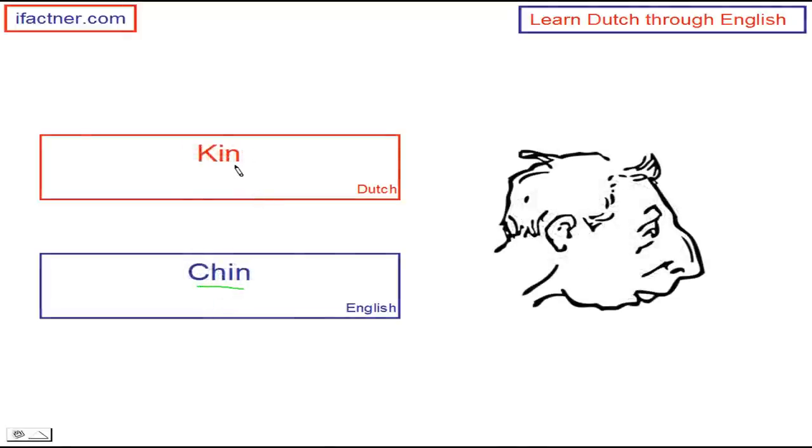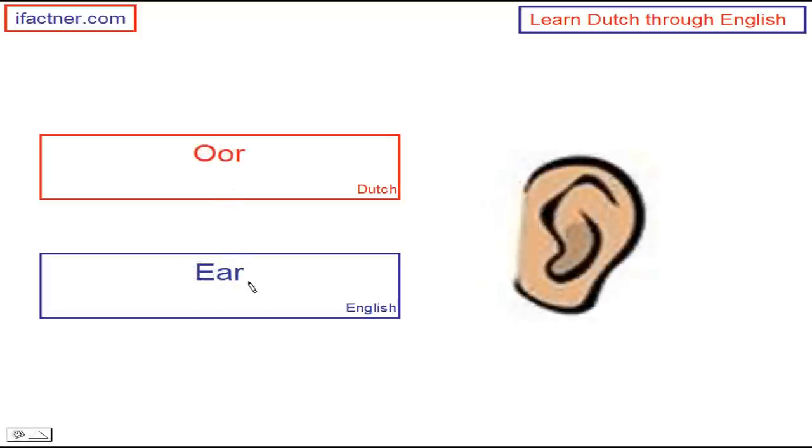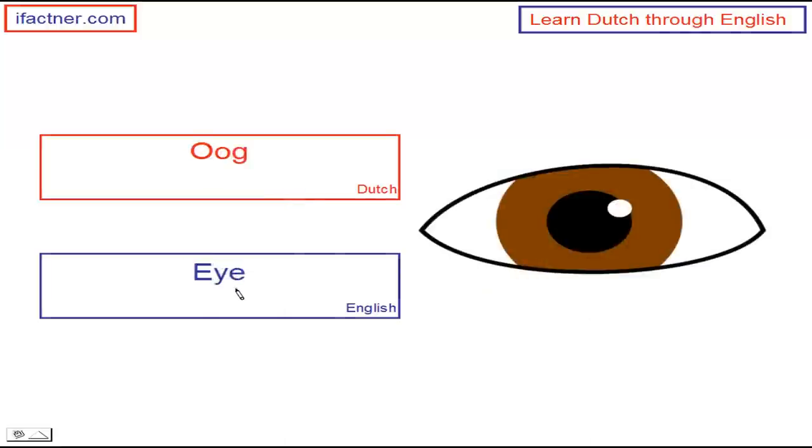Chin, kin. K, I, N, kin. Ear, oor. O, O, R, oor. Eye, oog. O, O, G, oog.